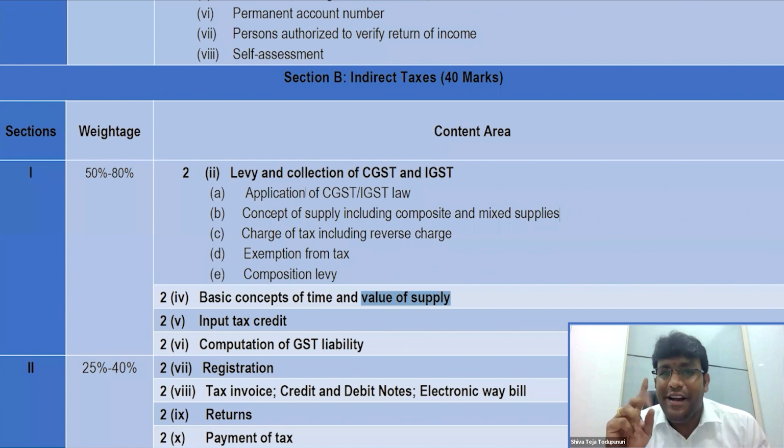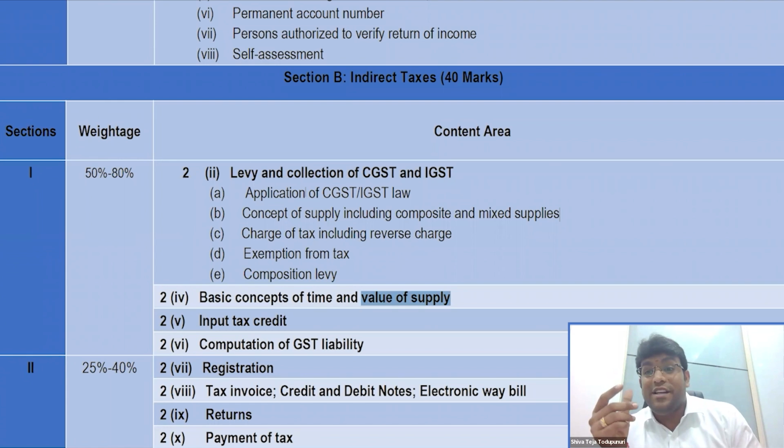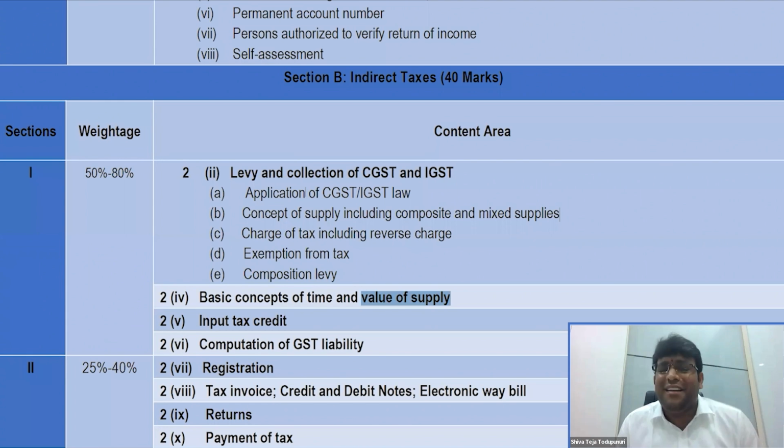Exclusions, only 2 points we have got. Discount recorded in the invoice, and discount given after supply is made, based on an agreement existing at the time of supply, where proportionate credit is reversed by the recipient. That's it. Not a big task at all.